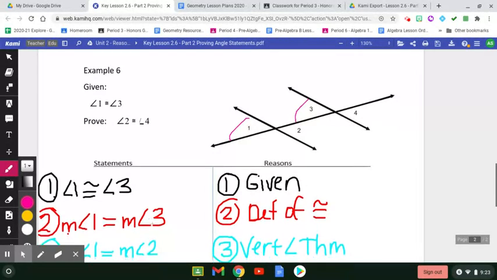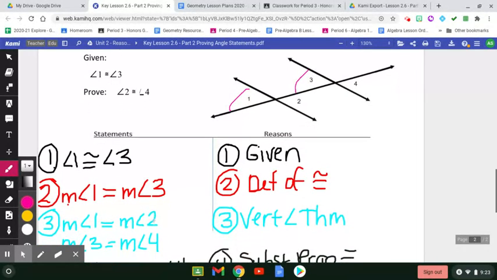The next thing I'm noticing from the picture is that the measurement of angle 1 is equal to the measurement of angle 2 because of the vertical angle theorem. I can also say the measurement of angle 3 equals the measurement of angle 4 because those angles are across from one another. So that's the vertical angle theorem. I'm almost there to what I want. I'm trying to prove that angle 2 is congruent to angle 4.